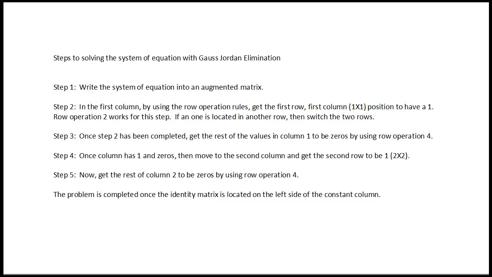Next, once column 1 has 1s and zeros, then move to the second column and get the second row to be a 1. Now, get the rest of column 2 to be zeros by using row operation number 4. Continue to repeat steps 3, 4, and 5 until all columns contain just 1s and zeros. The problem is completed once the identity matrix is located on the left side of the constant column.